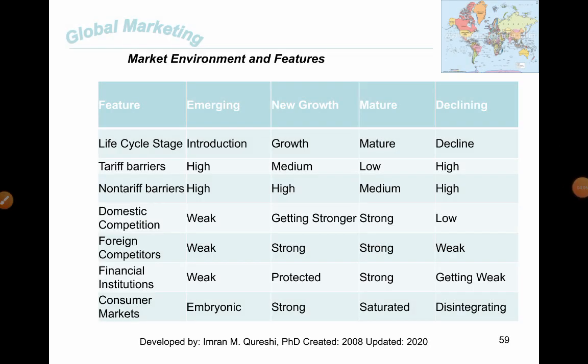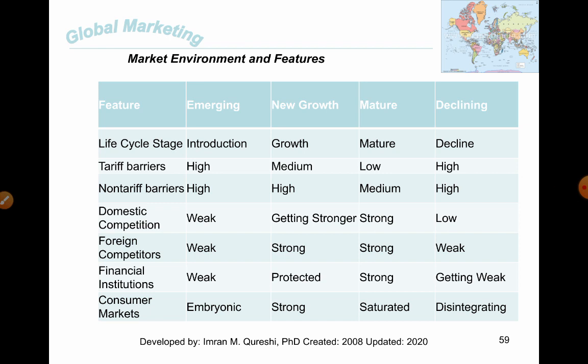Okay, next we have domestic competition. In emerging market situations, the domestic competition would be weak. In new growth, it will be getting stronger. In mature, it will be stronger. And in declining, it will become low. All would become weak. Again, this is opinion based.